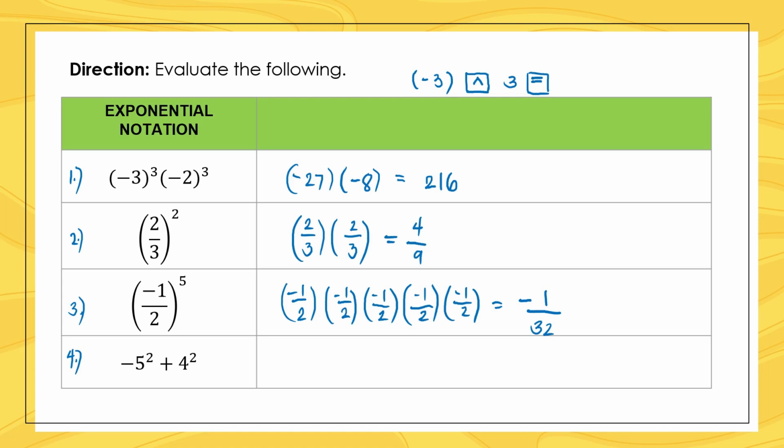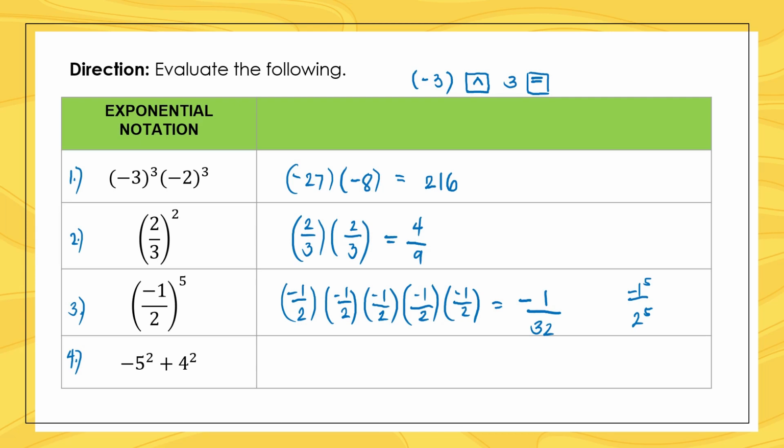By the way, you may input this in your calculator. You may have negative 1 raised to the 5th power over 2 raised to the 5th power. The value is the same. We'll still come up with negative 1 over 32.